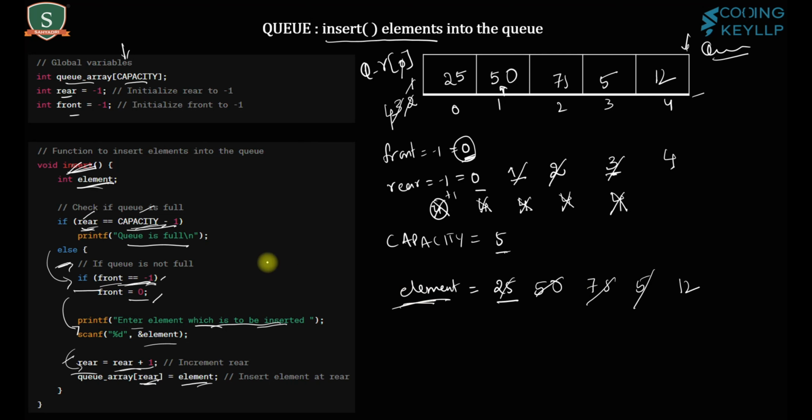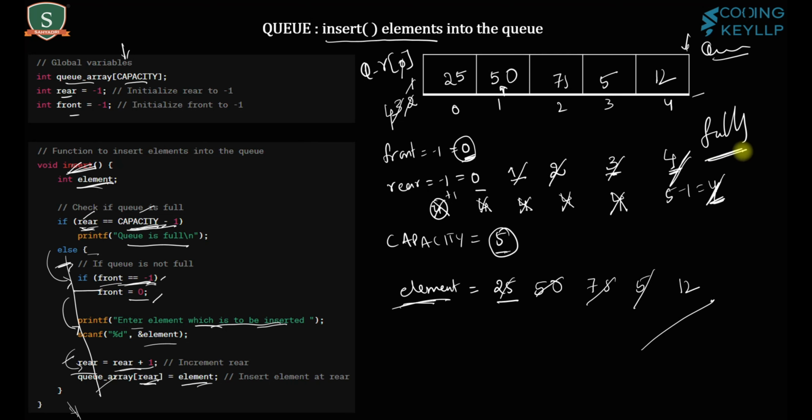Element will be created. Yes, if rear is equal to capacity minus 1. What is capacity? 5. So 5 minus 1 is equal to 4. So rear has become equal to capacity minus 1. That means q is full. Here what happens? Printf "q is full" and it does not execute anything in the else part, comes out of the method. So this is how we are inserting the elements till it's full. So observe here, f value is 0, rear value is 4.